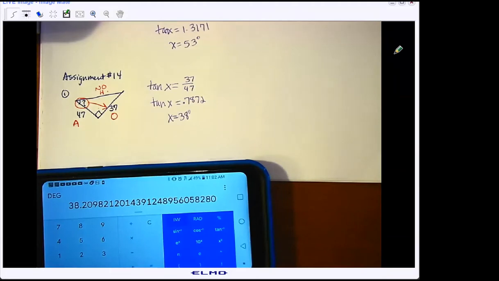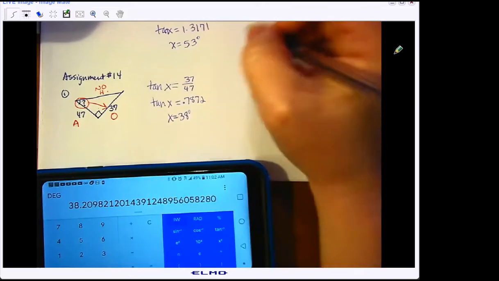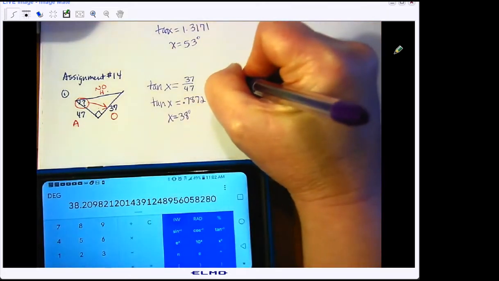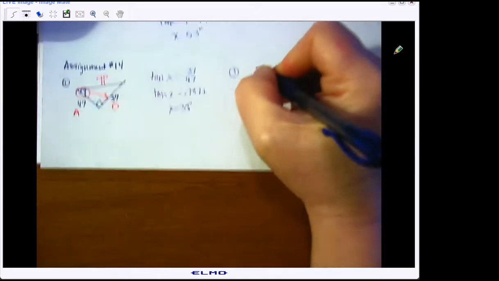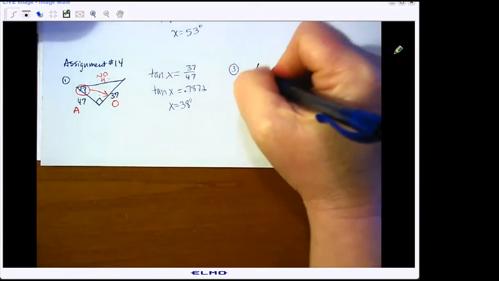So hopefully this is getting a little bit easier. Let's do number 3. What I'm going to do is go through and do the odds. And then if we have time, we'll go back and look at the evens. But I want you guys doing this with me. Okay. So number 3.